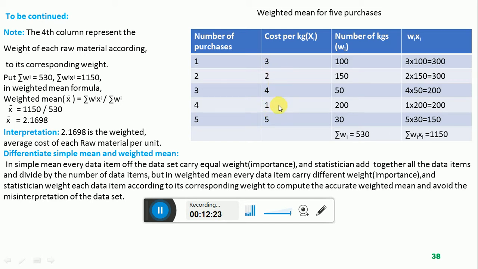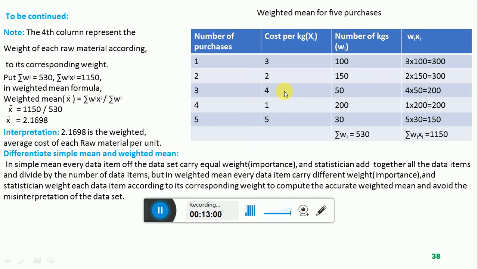These are the 5 different prices per kg of the 5 different raw materials. We add them together to get 15, the total number of data items is 5, and 15 divided by 5 gives an average value of $3. So the average cost by simple mean is $3, which is overestimated. This $3 gives us a wrong average value, and it will overestimate the per kg price as well as the total cost of the company. So in this case, the statistician cannot use the simple mean.